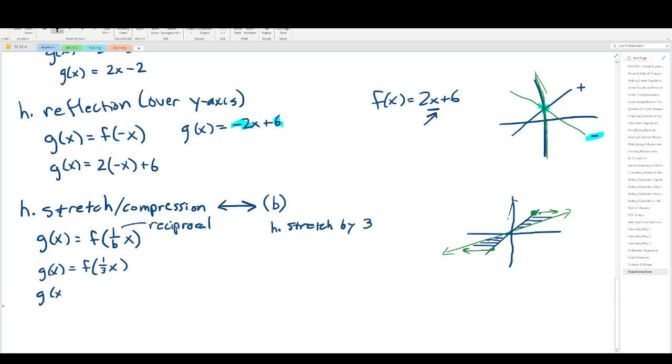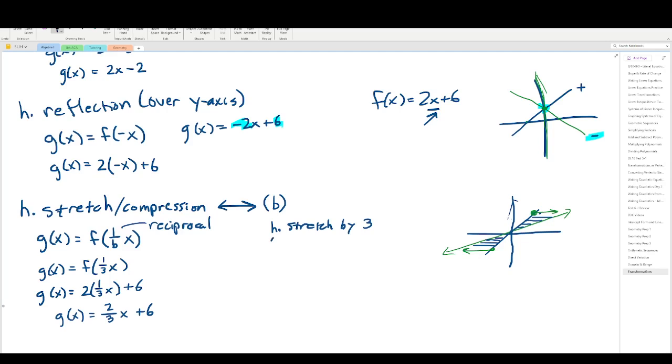So we would get g of x equals 2, and then where the x was, we're going to replace it by 1/3 x. And then the plus 6 stays just like it was. So we end up with g of x equals 2/3 x plus 6. Our y-intercept stayed the same, that's good, and our slope got flatter. We had a slope of 2, and now we have a slope of 2/3. So it flattened out that line a bit, and that means we can tell we applied it correctly.